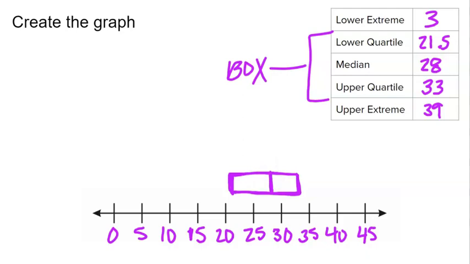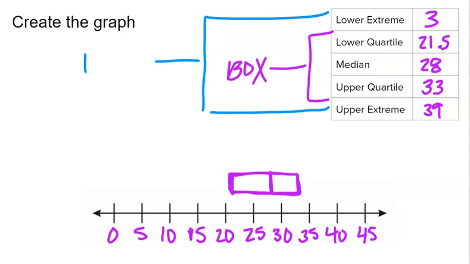And now we can add on our whiskers, which are the upper extreme and the lower extreme. That's the whisker part of the graph. So we go up to 39 on the upper part. So I'll put a point where 39 would be and draw a line connecting it to the box. And then the same thing for that 3. And that's all of your notes for lesson 1.